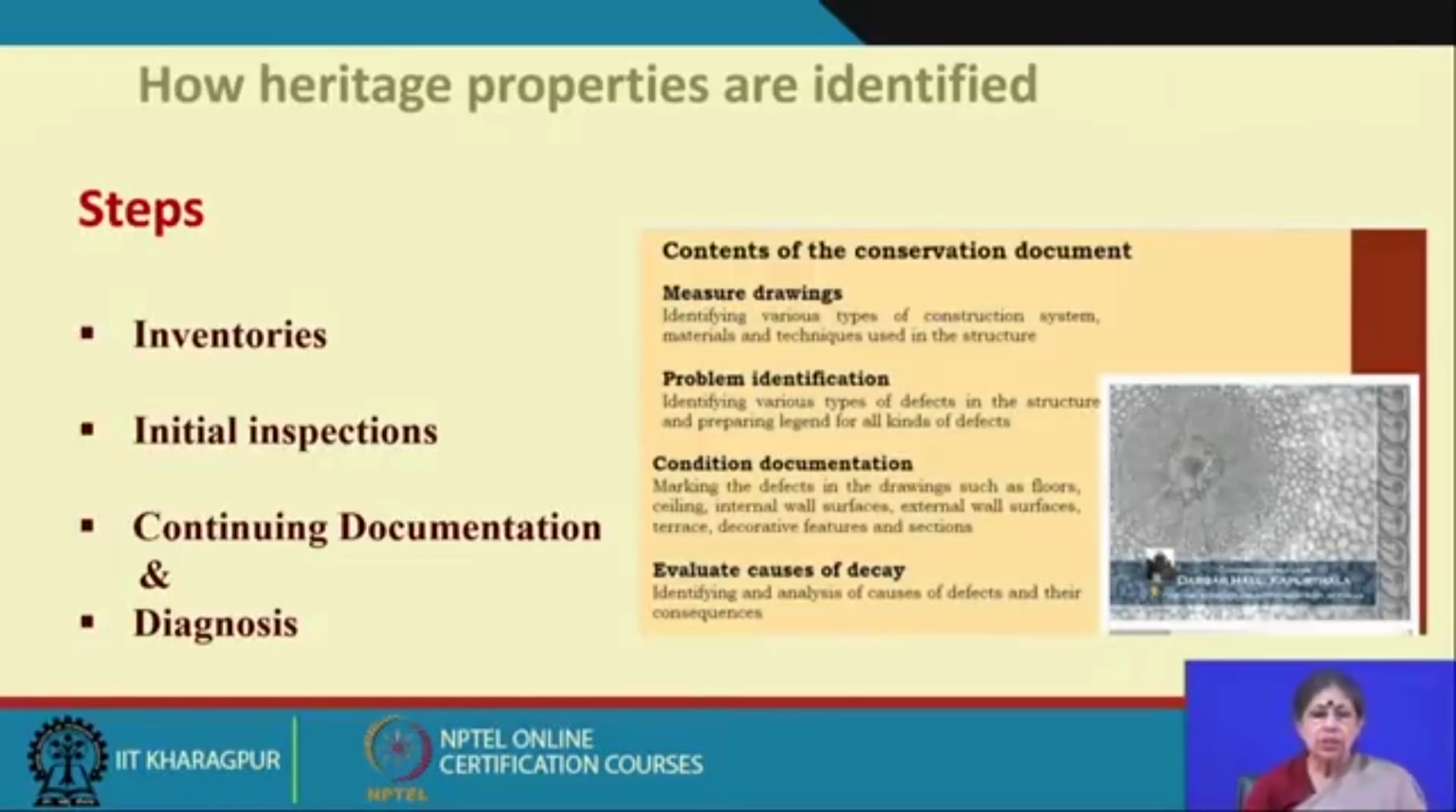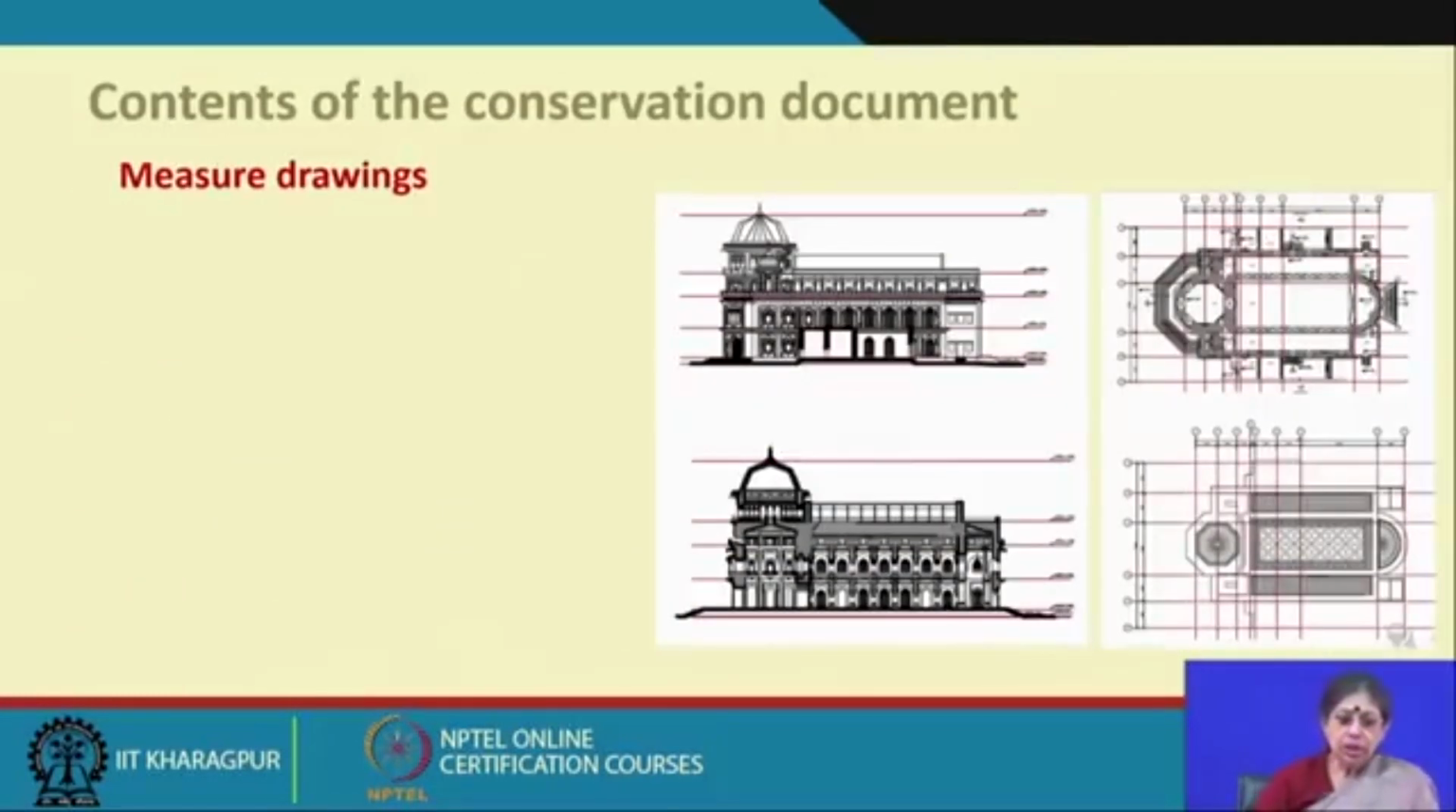So, the contents of a conservation document are the measured drawing, which is a very important part, problem identification, the condition document or condition assessment, and evaluation of the causes of the decay. Now, measured drawing, as you can see in an example I have taken from a monument. A very accurate measured drawing is the first and foremost task of conservation document preparation. If one is available, we can use it as a base and further update it. If it is not available, then we have to do the measured drawing. That becomes our basic preliminary record.